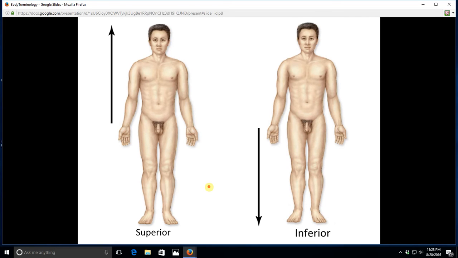Okay, let's keep going. We got some more basic anatomical terms to deal with here, all right? Superior and inferior. These are relative terms, which means that you got to compare one thing to another. So for example, his eye is superior to his nose. All right? His belly button is inferior to his sternum. All right, you got to have a comparison in there. Let's do some more comparative terms like this.